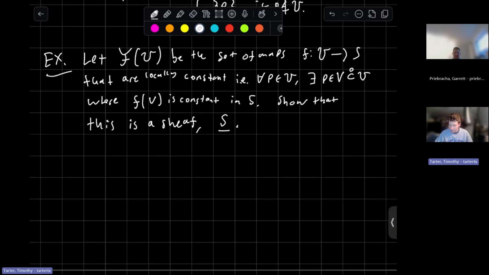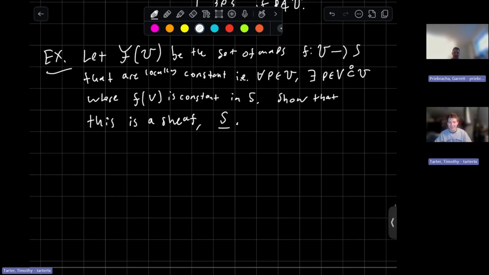Well, we want to show, I guess we're given that this is a pre-sheaf. I'm going to assume that it's a pre-sheaf. Proof by undergraduate math. Yeah, let's start with the identity axiom.